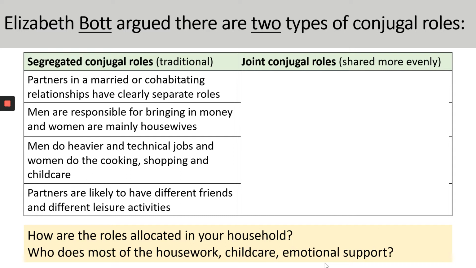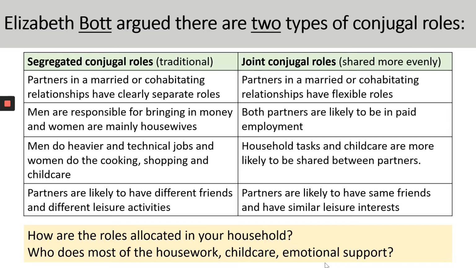And partners are likely to also have different friends. So the father figure has his friends, the woman has her friends, and they take part in different leisure activities. So the man might go out and go to the pub or go to the golf or do sports, and the woman might meet up with her friends or go shopping, etc. So it's a very stereotypical and traditional way of dividing up roles in the household.